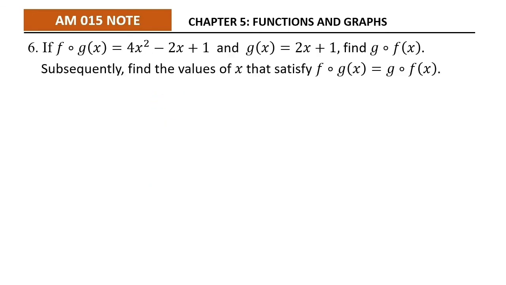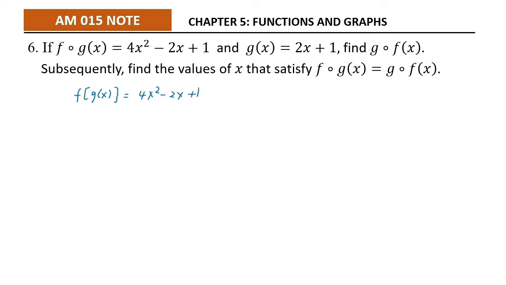Next question. Question 6: f of g equal to 4x squared minus 2x plus 1, and g(x) is 2x plus 1. Find g of f(x). Subsequently, find the value of x that satisfies f of g equal to g of f(x). First, we need to find g of f. To find g of f, we need the function f. We have f of g and g(x), so we need to find f of g(x) equal to 4x squared minus 2x plus 1.